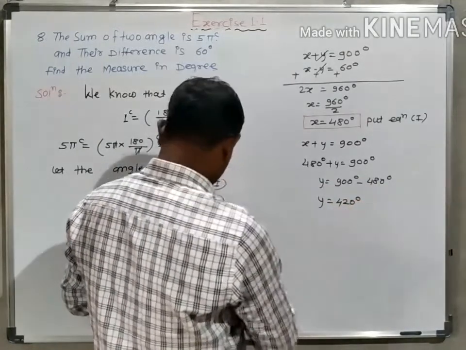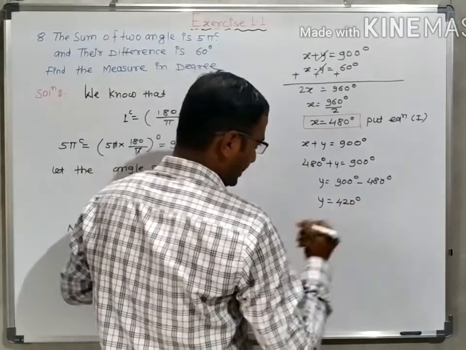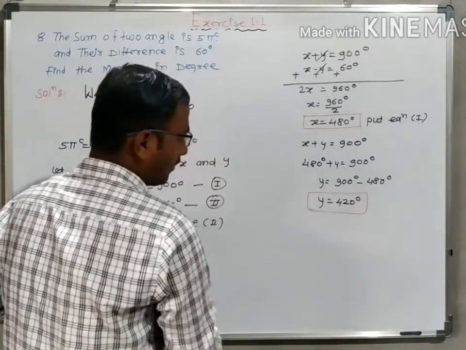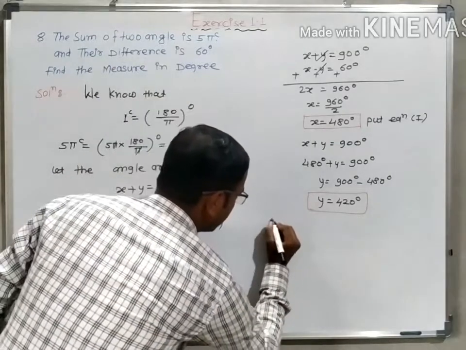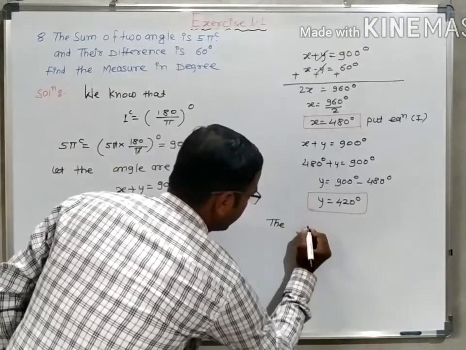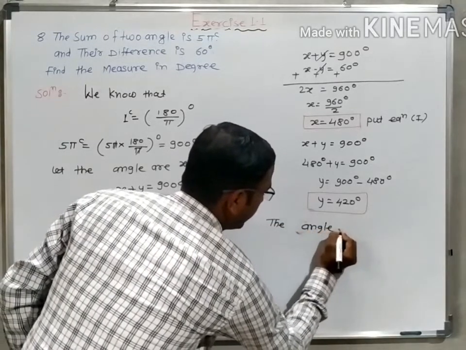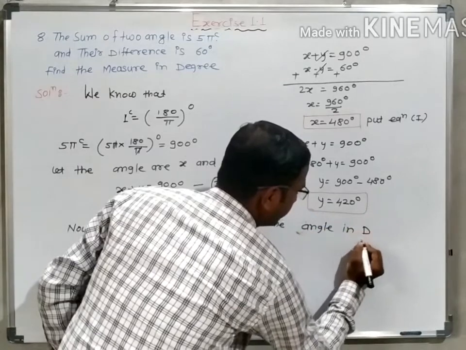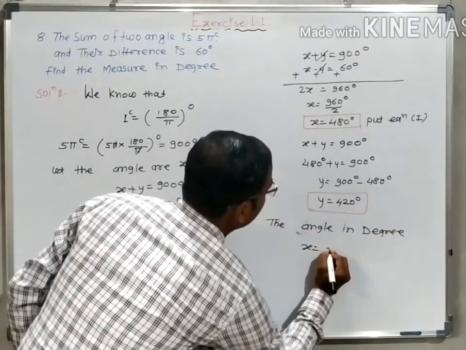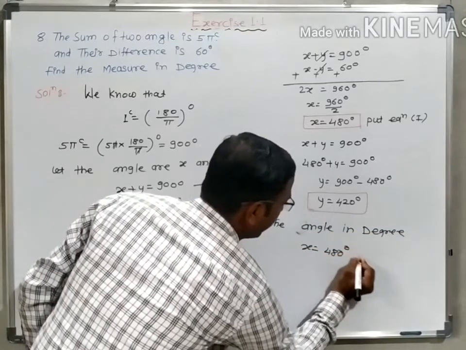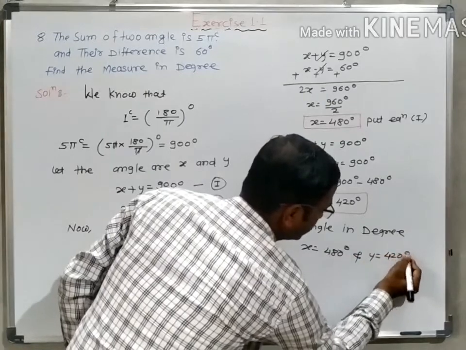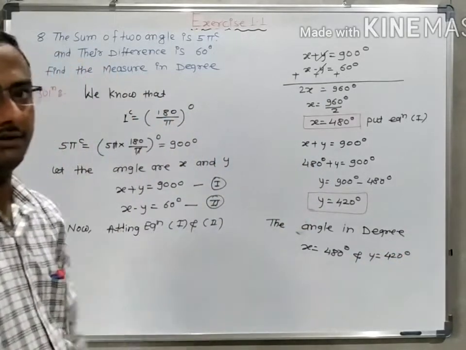So this is y, 420 degree. The angles are in degree. So x is equal to 480 degree and y is equal to 420 degree. So the angle measures are found in degree.